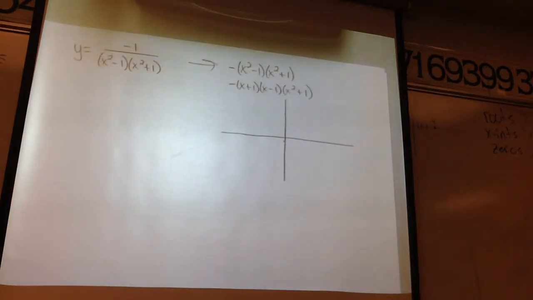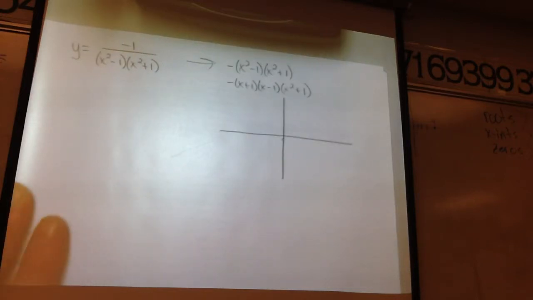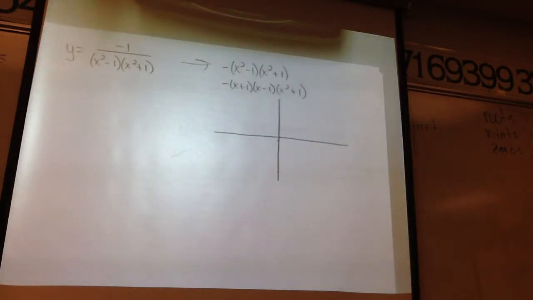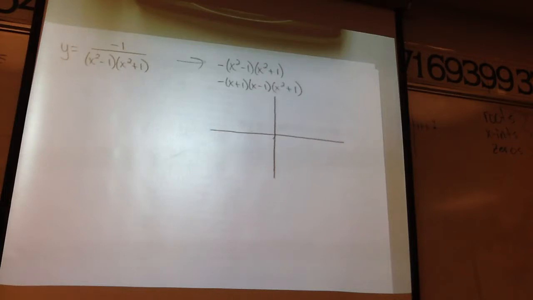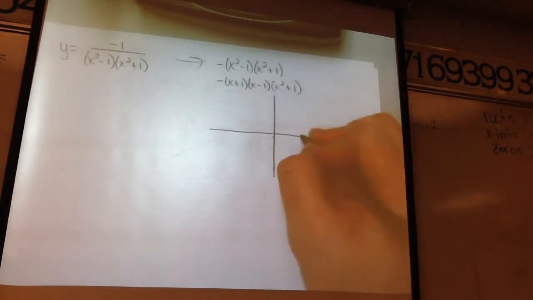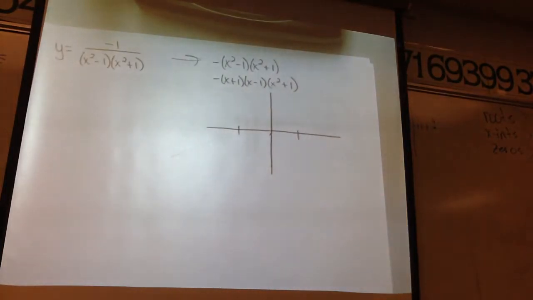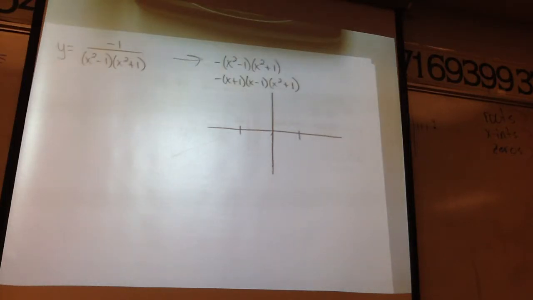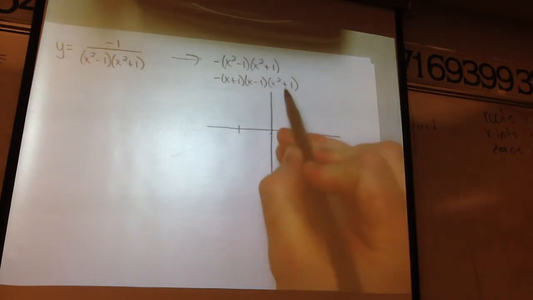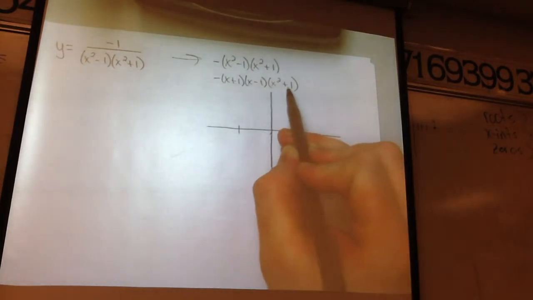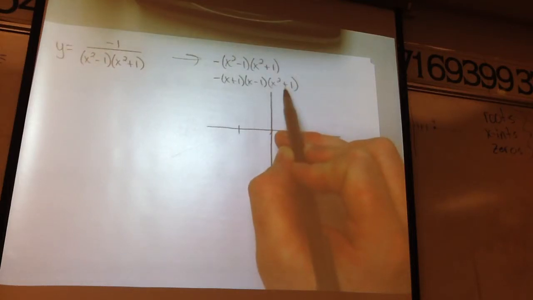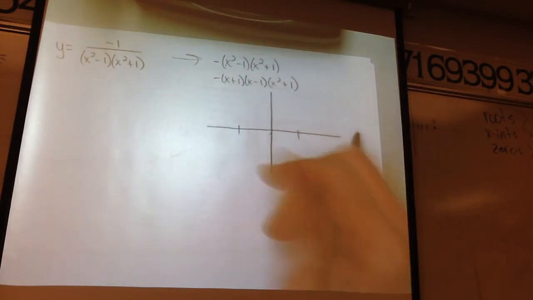We can check the graphing calculator just to make ourselves feel better about life. X-intercepts: 1 and -1. Yes. You can't factor the x squared plus 1. Why not? What would it factor to? X plus 1 times x plus 1 would be x squared plus 2x. You can't do it positively. Difference of squares is the difference of two squares, not the addition of two squares.